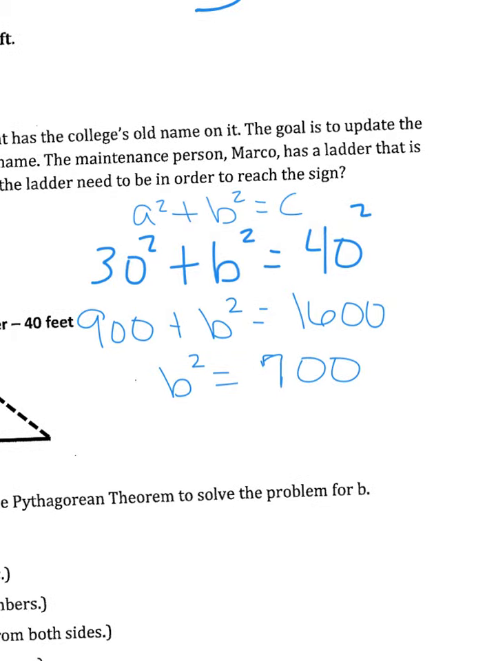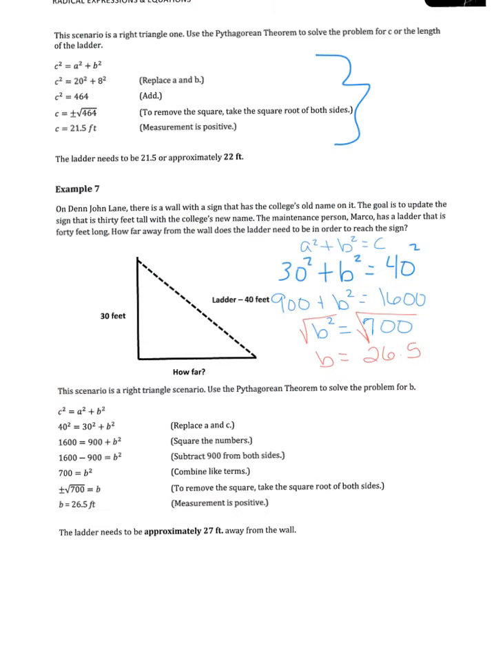Then to solve for b, we'll use a radical to get rid of that square. We'll get b equals approximately 26.5. So the ladder needs to be about 27 feet away from the wall.